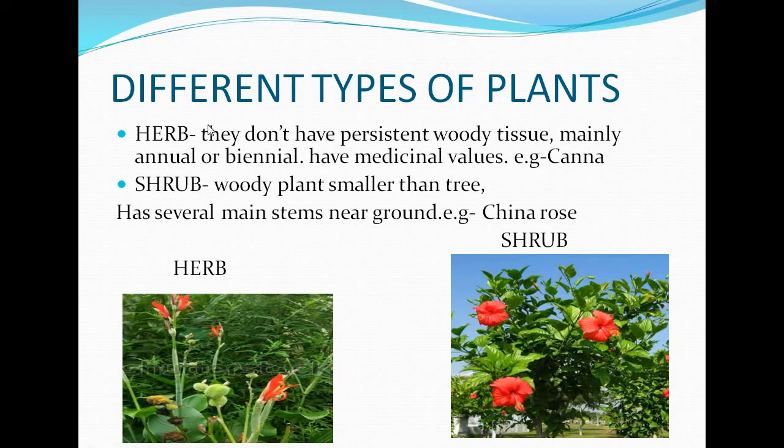There are different types of plants, mainly herb. They don't have persistent woody tissue, are mainly annual or biennial, and have medicinal values, example kanna. Here is a picture of herb. Shrub, these are woody plants, smaller than trees, with several main stems near the ground, example China rose. Here is a picture of shrub.